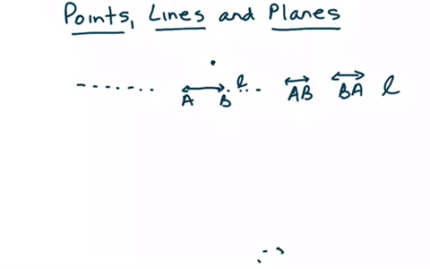So I can either call that line AB, I can call it line BA, or I can call it line L. There's 3 different ways to name that line. But remember, it just is 2 dots. A line is basically 2 dots.